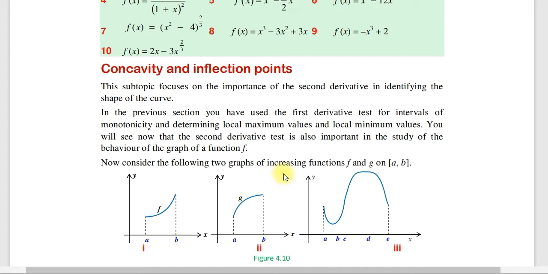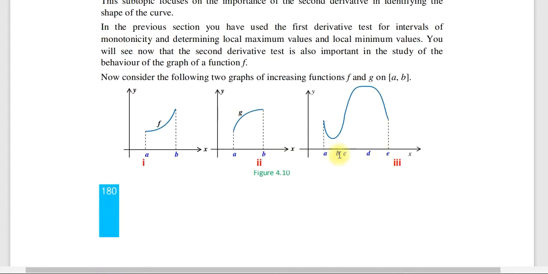Now consider the following two graphs of increasing functions f and g on the interval a, b. For example, look at this graph. We have f from a to b, and we have g from a to b.